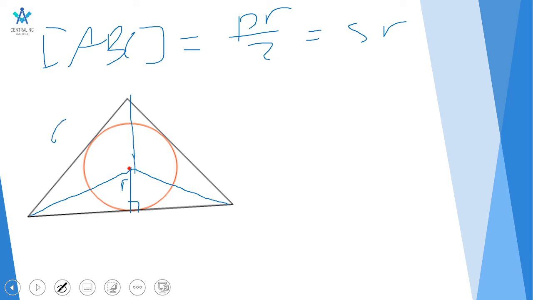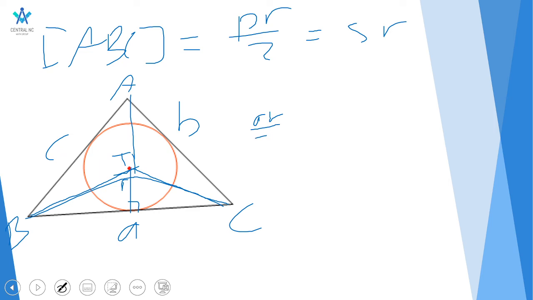Let's call these sides A, B, and C. Actually, no, I like this convention. C is here and A is here. So obviously, you can see here the area of this triangle BIC is equal to AR/2.